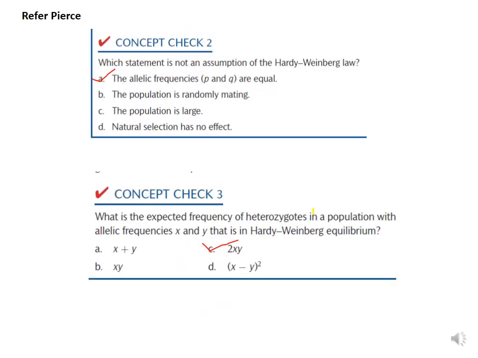So this is another kind of solved problem which is given in Peers. And these are some concept check problems, again from Peers. You can see the question: which statement is not an assumption of Hardy-Weinberg law? We know that the statement that allelic frequencies are equal is wrong, so this is not true. In the second question, what is the expected frequency of heterozygotes in a population with allelic frequencies X and Y? We know that this will be 2XY, because this represents 2pq.